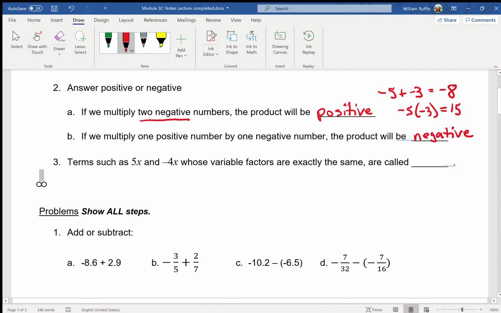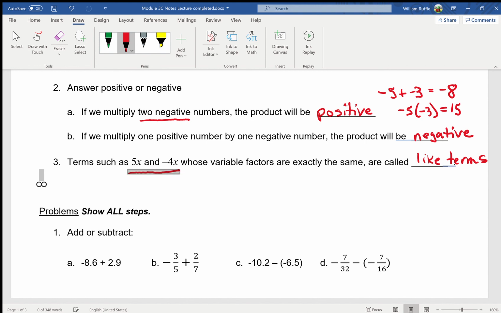Terms such as 5x and negative 4x, whose variable factors are exactly the same, are called like terms. Okay? So as long as they have the exact same letters in them, they will be considered like terms. Now 5x and negative 4x, those are like terms, and we could add them up. If we had 4x plus 3y, that is definitely not like terms, so I could not add them together. This is not equal to 7xy. You cannot combine these two things. That's all you can do, just 4x plus 3y.